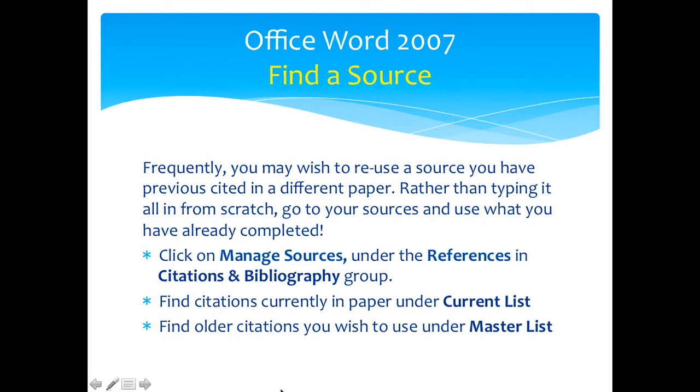In Word 2007, it's going to be a little different. You're going to click on Manage Sources under the References and Citations and Bib group. So basically it's Citations and Bibliography, then you click on References, and then click on Manage Sources. Find your current list, which is for your current paper, or you can find the master list, which has all of your citations that you've ever used.